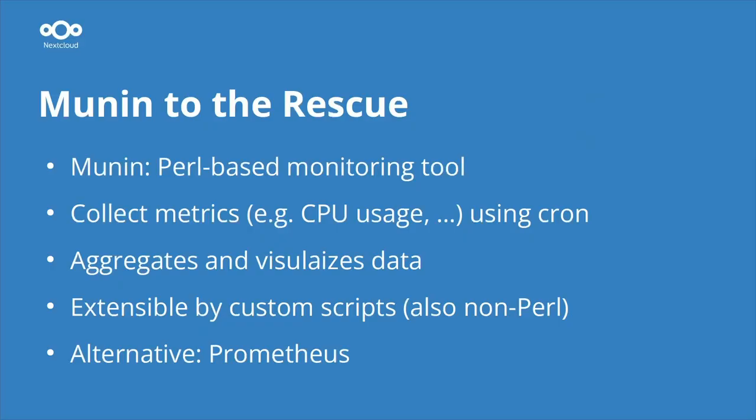How can we enhance that? There is a tool called Munin, which is a Perl-based script tool. It was created to monitor machines for things like memory usage, CPU usage, and such. So it's not really about development, but it aggregates and visualizes data automatically. And what we can do is extend Munin or other similar tools, like Prometheus, another tool that works similarly, to collect this data and then visualize what we have.